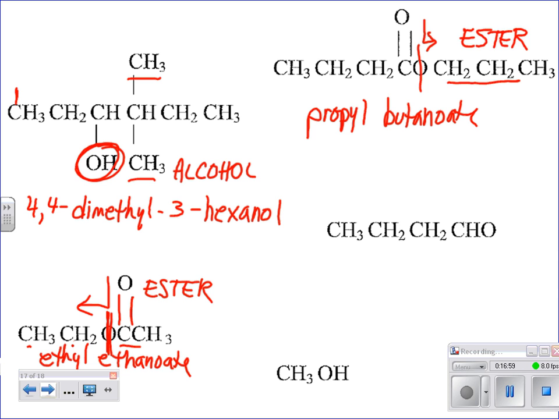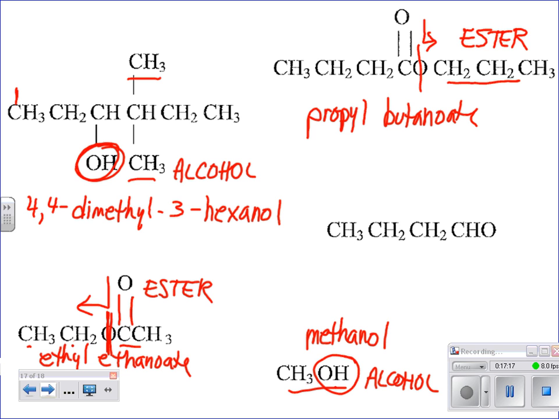Okay, I'm going to do this easy one real quick, and then we'll look at the harder one. So my easy one, hydroxyl group, which means it's got to be an alcohol. And that's the easiest, simplest alcohol of all. It is just a methanol. No numbers go with it.